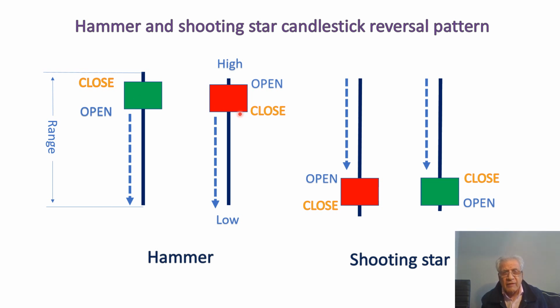Now here, it closed near the high relative to its range. So that is bullish also, although the color is red. So that's a bullish candle. So that is the reason we see the hammer, doesn't matter the color. If you see a hammer at the bottom of a downtrend, it suggests trend reversal.